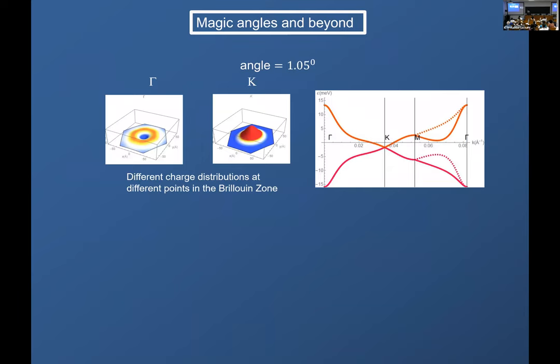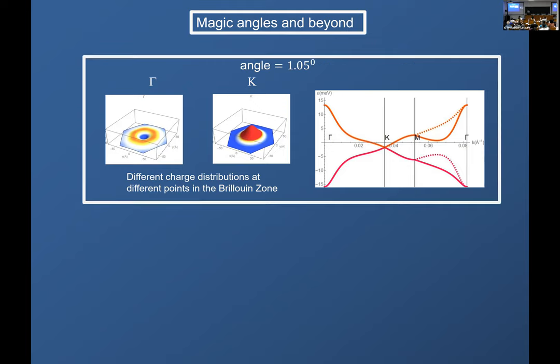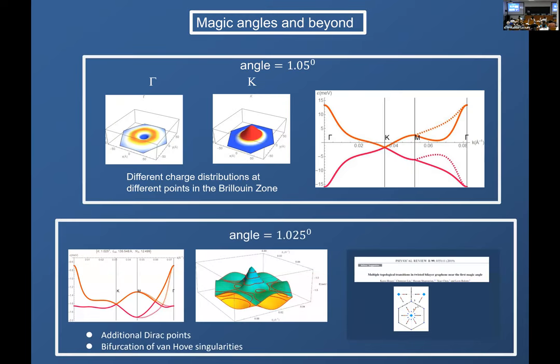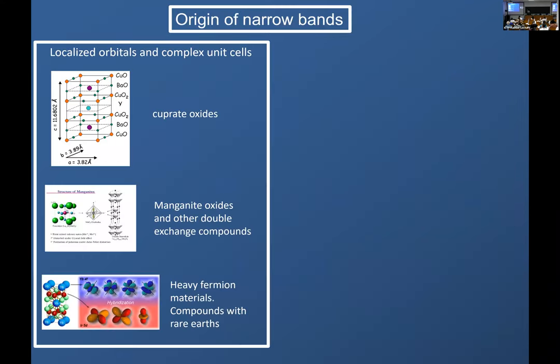This is again another picture of the charge density at different points in the same flat band. And I emphasize, this doesn't happen in a typical flat band strongly correlated system. Things become more complicated, as studied by Leon Balents and others, when you go beyond the first magic angle. But I will concentrate on the first magic angle in the following.